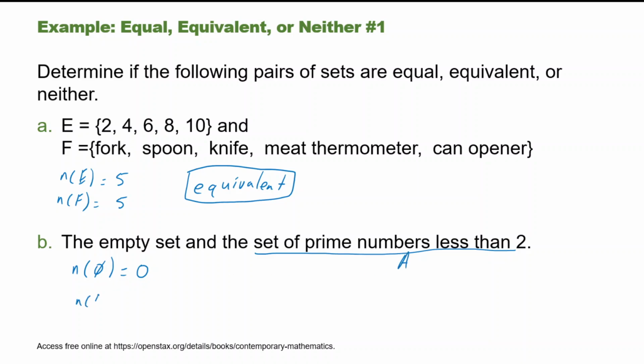So N of A, well, let's see, how many prime numbers are there that are less than 2? Well, the first one is 2, actually, so there aren't any that are less than 2. So N of A is also equal to 0. So I can actually say that they are equivalent. However, it's more than that, because both these sets are empty, and so they're actually equal. They contain the same things. So this is equal and equivalent.